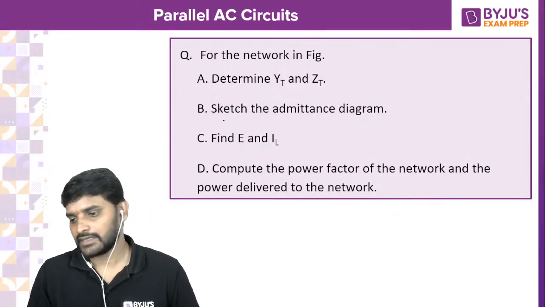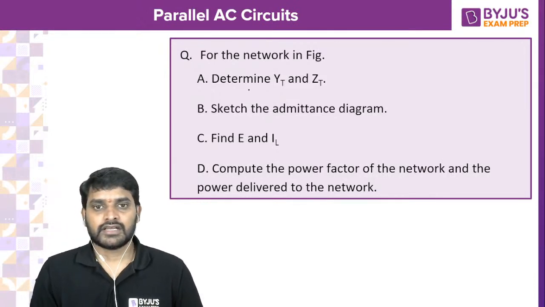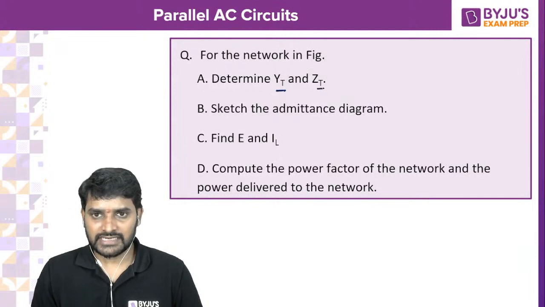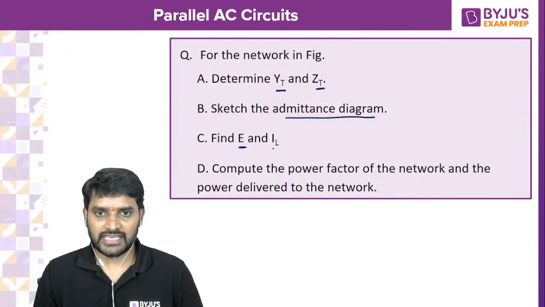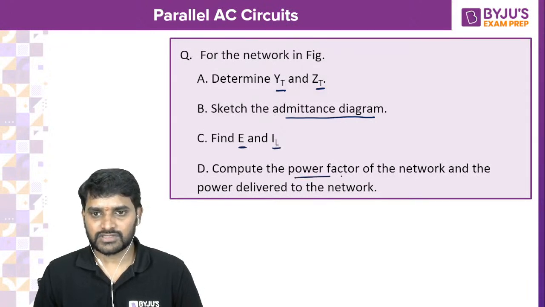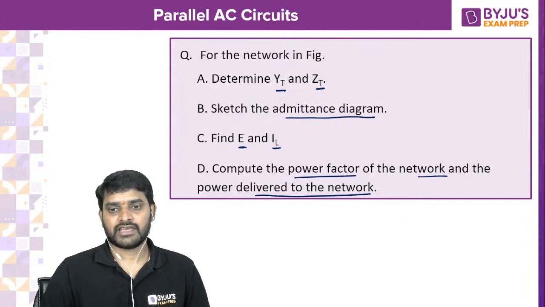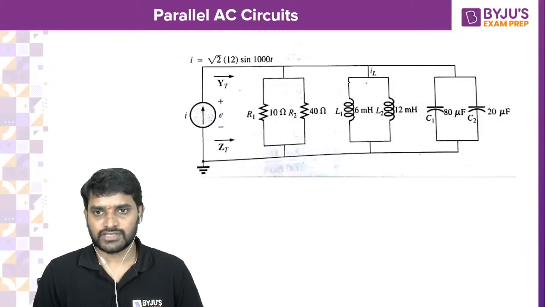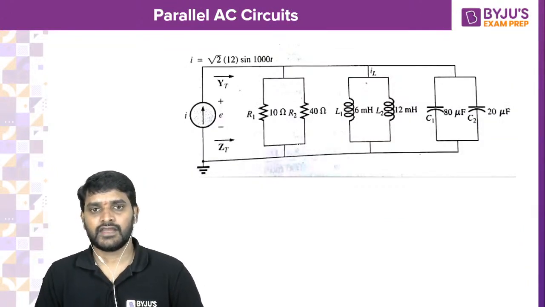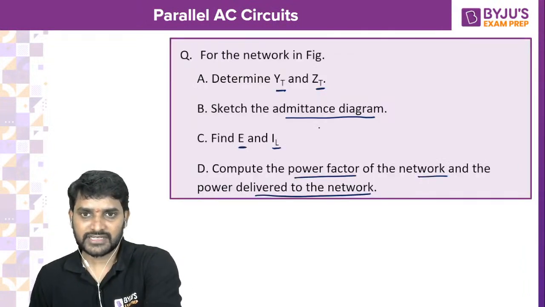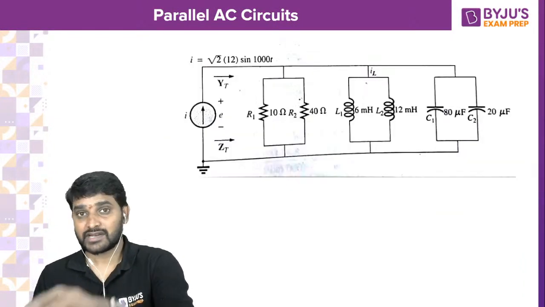All right. Moving on. For the network shown in the figure, determine Y of t and Z of t. Sketch the admittance diagram. Find E and IL. Compute the power factor of the network, and power delivered to the network is also asked. Let us see the network. This is how the network is. So he's asking total impedance and admittance, and the impedance admittance diagram is also asked.